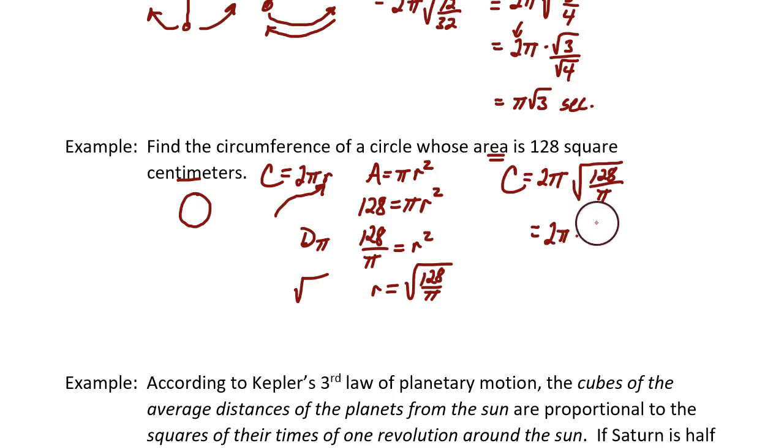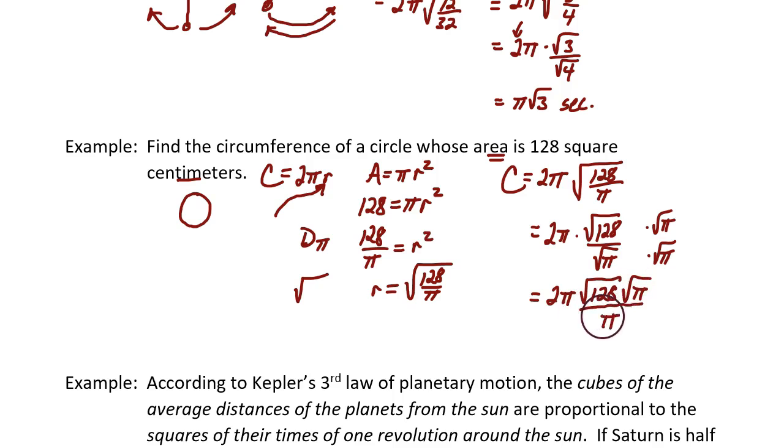We can rewrite the square root of the fraction as the square root of 128 over the square root of pi. Next, we can rationalize the denominator by multiplying top and bottom by the square root of pi. Now our answer is 2 pi times the square root of 128 times the square root of pi all over pi. Notice that this pi symbol in the numerator will cancel away this pi symbol in the denominator.